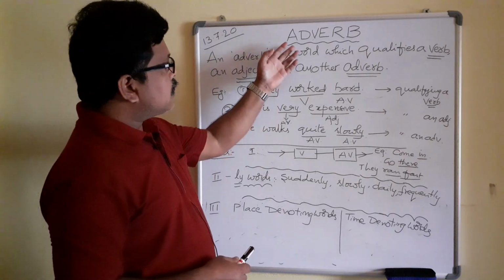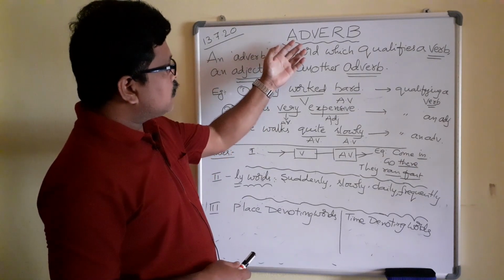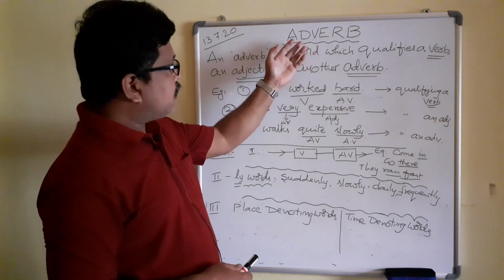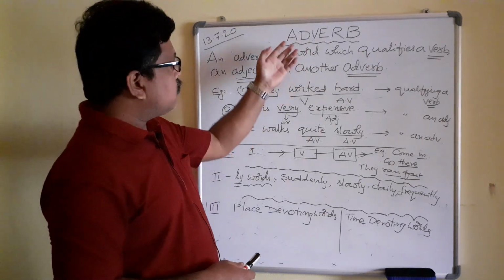Today we are going to discuss the next one. After verb we have the fifth one, which is adverb. In parts of speech, the fifth one is adverb.